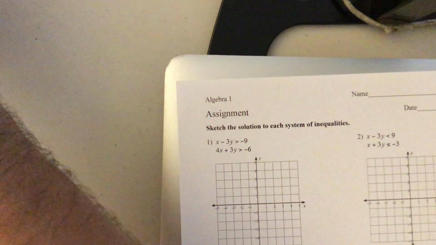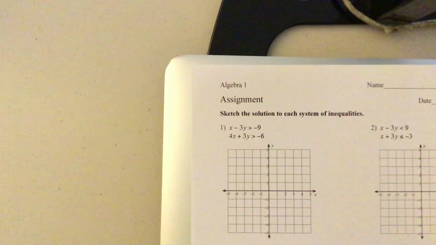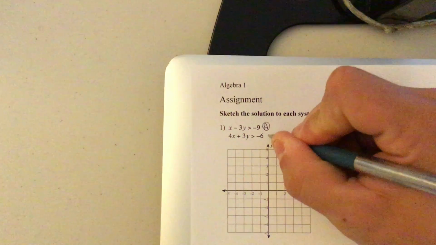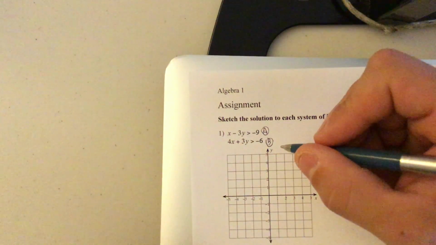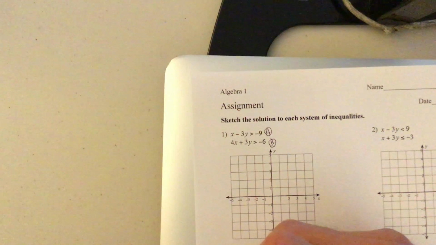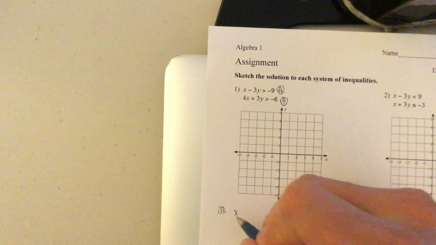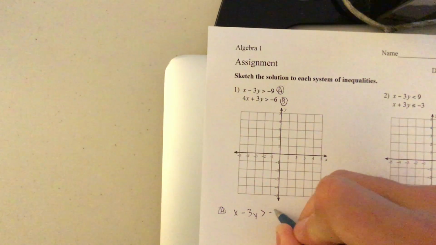We have to solve these for y. So the first thing I'm going to do is label this A, and also label this B. I would highly recommend you do that because before we graph, before we do anything else, we're going to solve A and B respectively for y.